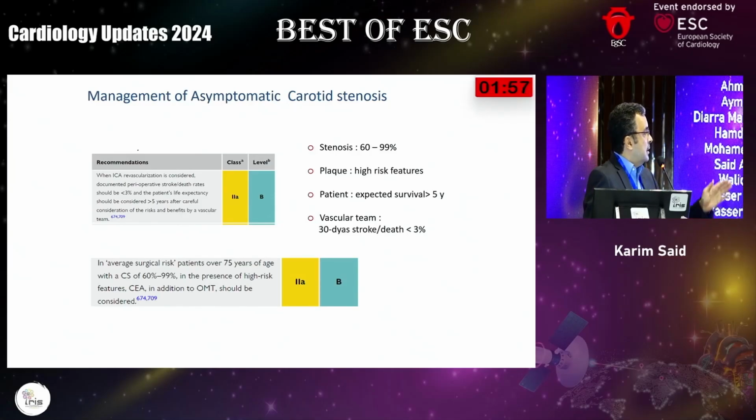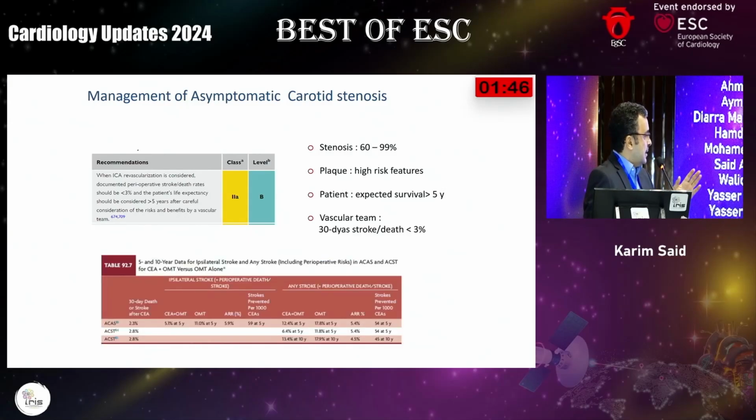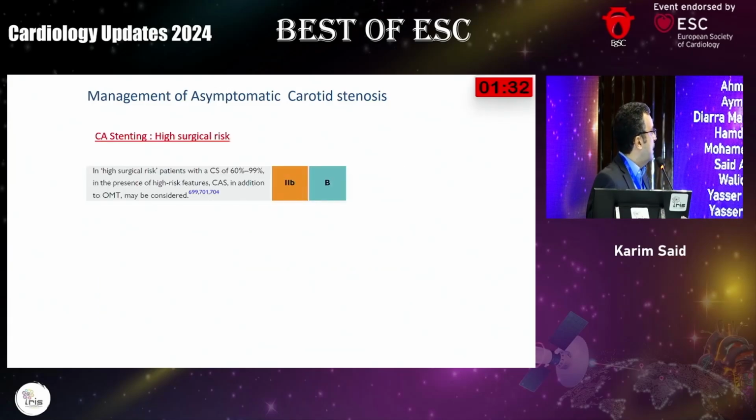And accordingly, it is class 2A with level of evidence B for average risk patients to have carotid endarterectomy. This is based upon 3 landmark trials again, and as we can see here, 30 days death, risk of stroke or death is less than 3%, and this is the rationale behind the number of 3 for the results of the team. If the patient is a high risk for surgery, we can go for stenting, this is class 2B.